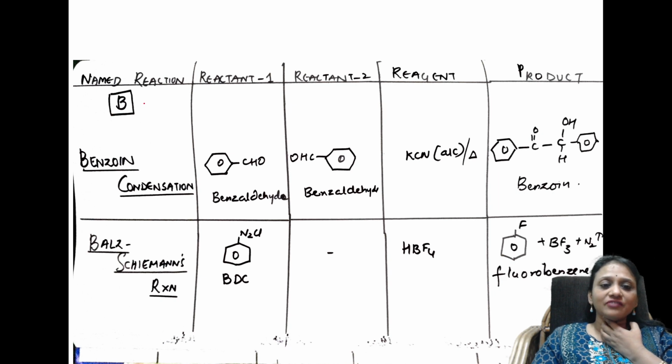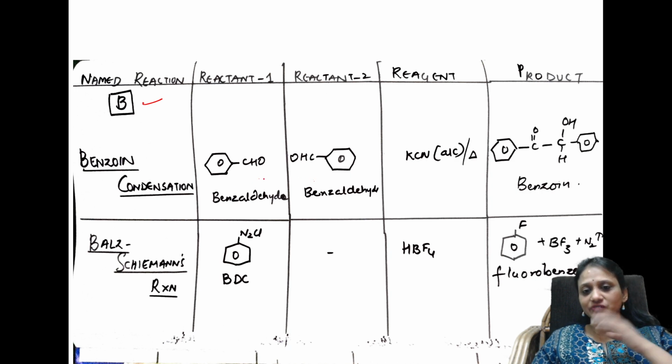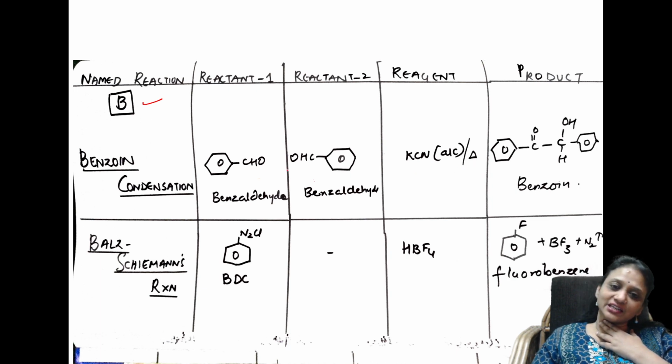First I have written alphabet B stands for name of the reaction. What is the reactant? In this case, 2 benzaldehyde molecules will condense. In the presence of what? The reagent would be alcoholic KCN. And you're going to heat. Both will combine together and form a compound called benzoin.